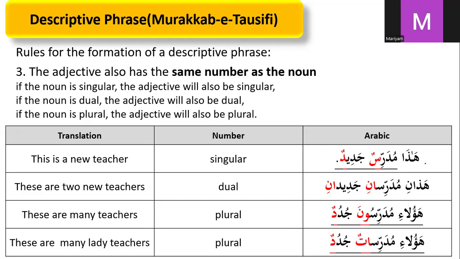So if the mubtada is singular, the khabar is also singular. If the mubtada is dual, the khabar is also dual. If the mubtada is plural, the khabar is also plural. The same numbering system we use for the descriptive phrase as well. See here, haza mudarrisun jadidun. Mudarrisun is singular, so jadidun is singular. Hadani mudarrisani jadidani. Now ani, this is the dual sign. So two teachers. Mudarrisani is dual, so the adjective is also dual.